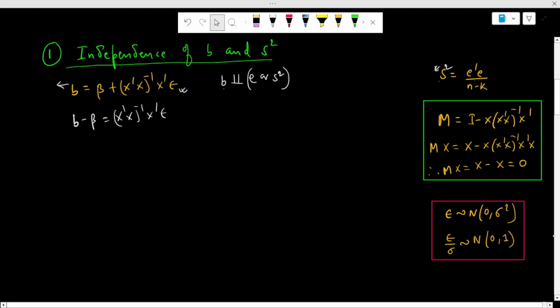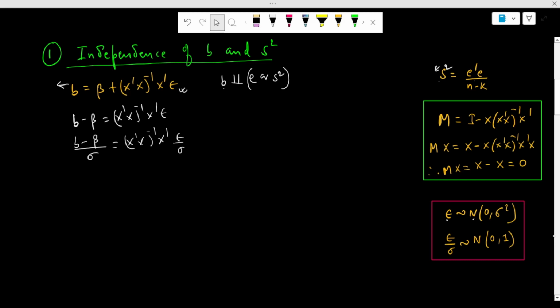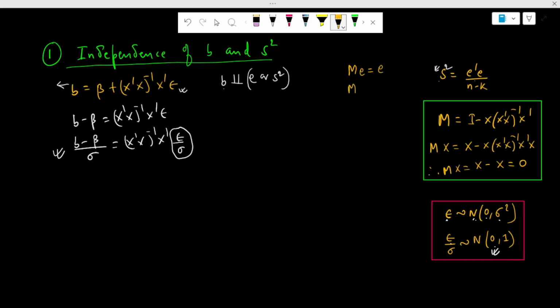Let us divide both sides by sigma. If the population residual term is normally distributed with mean 0 and variance sigma square, then epsilon divided by sigma should give us the standard normal distribution. So this relationship is actually a function of the standard normal distribution. Here epsilon divided by sigma is standard normal. Also we know that the residual maker matrix M times epsilon should be equal to M times e, whether it is the population residual or the sample residual, and this should yield the same result.